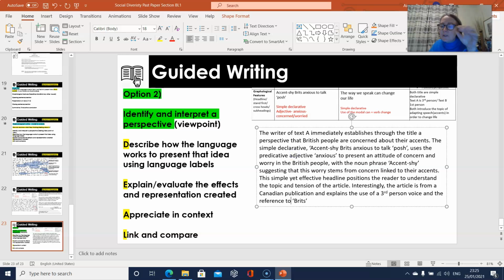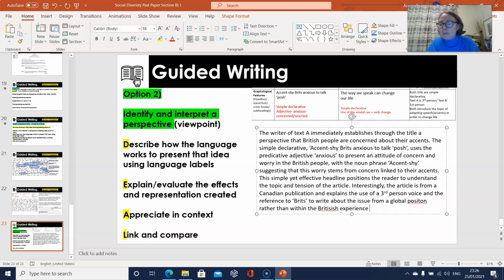Now, the reason I wanted to do that, I wanted to mention the third person there. I've shown context. I know it's a Canadian publication. There's the third person point of view. So it's writing about what's happening in Britain rather than from within. So it explains the use of the third person voice and the reference to Brits to write about the issue from a global position rather than within the British experience.